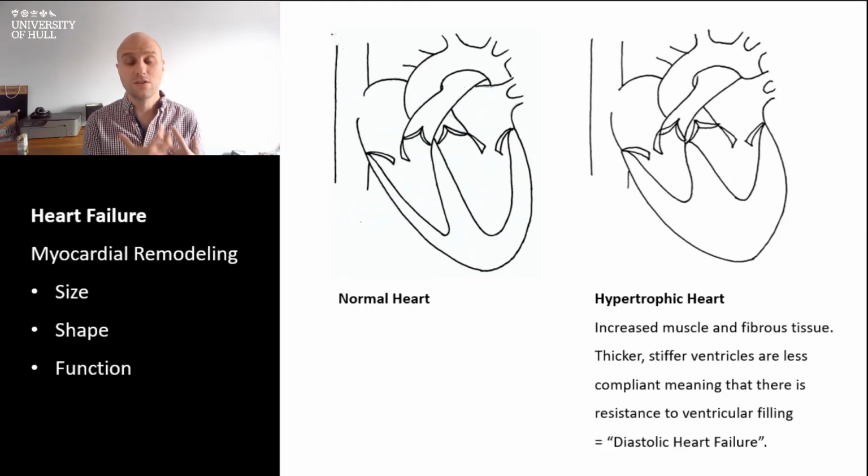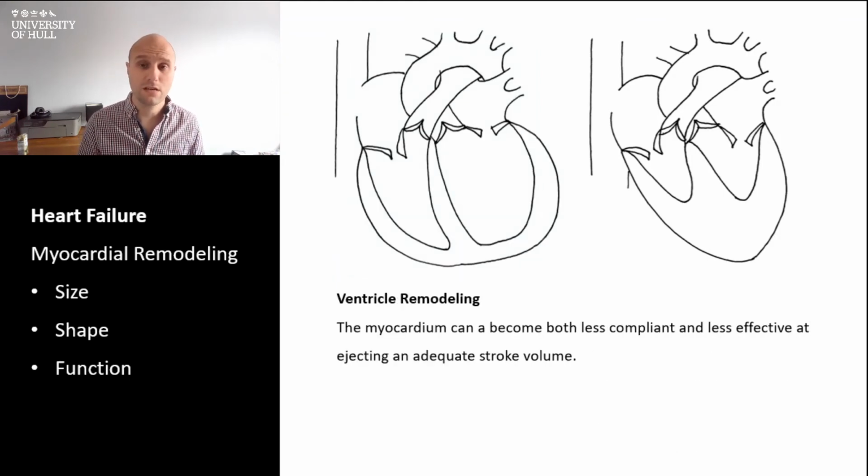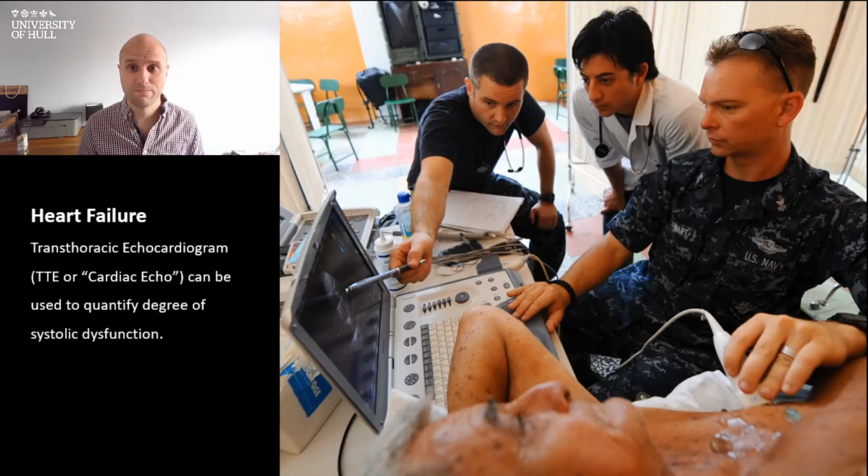There's another type of remodeling that can occur where the heart becomes hypertrophied, so you get a layering of extra muscle and fibrous tissue. So you get this very thickened heart muscle that becomes increasingly stiff, and so it's difficult to refill the heart with blood because you've got a poorly compliant, stiff ventricle, and you might experience diastolic heart failure, so the failure of filling of the heart. And both of these things can occur at the same time.